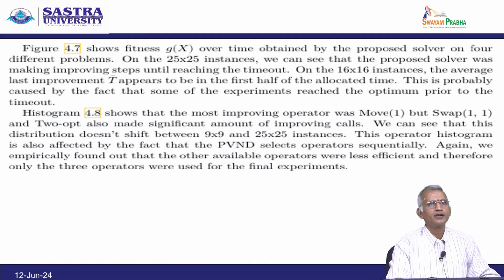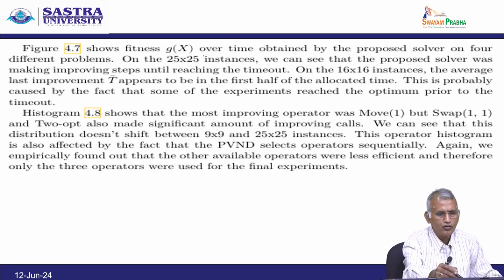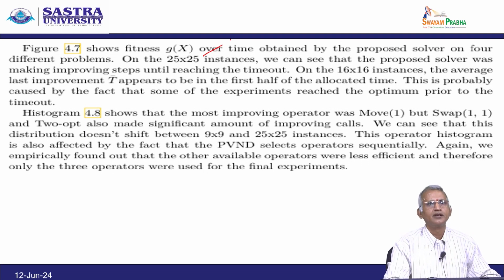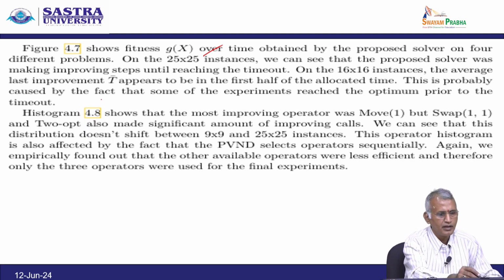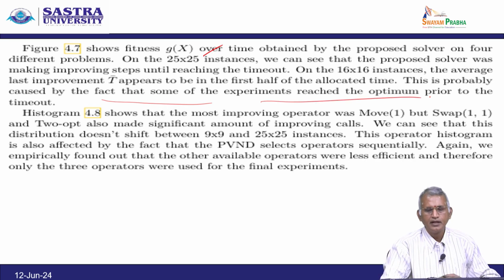Figure 4.7 shows the fitness g of x over time obtained by the proposed solver on 4 different problems. On the 25 cross 25 instances, we can see that the proposed solver was making improving steps until reaching the timeout. On the 16 cross 16 instances, the average last improvement t bar appears to be in the first half of the allocated time. This is probably caused by the fact that some of the experiments reached the optimum prior to their timeout.